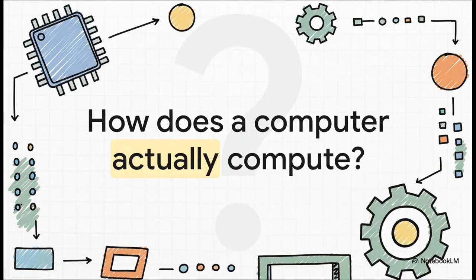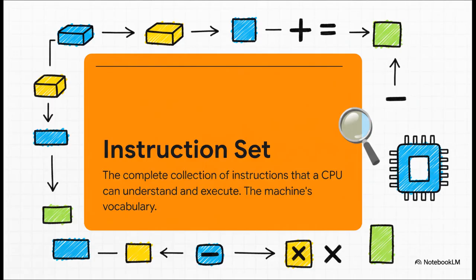So really, how does a computer actually compute? I mean, it seems like magic, right? But it's not. It all boils down to one simple idea: following a list of incredibly basic commands, one after another, at a mind-boggling speed. And that list of commands, that's what we call an instruction set. You can think of it as the processor's entire vocabulary. Every single thing the chip is capable of doing is defined right here. It's the language we use to speak directly to the silicon itself.